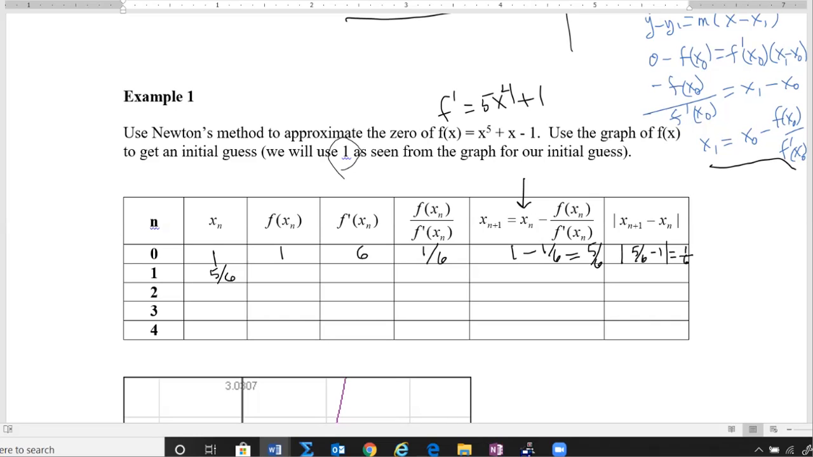Typically, the method would stop when the difference between two successive estimates, the absolute value of the difference, is in this cell here. And then when I get my next entry in here, which would be x sub 2, then I would find that difference and put it over here. When that difference becomes acceptably small enough, then you would stop. Okay, so now here's how it's going to work in the calculator.